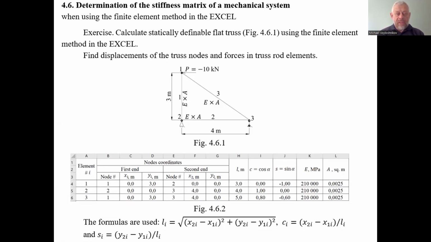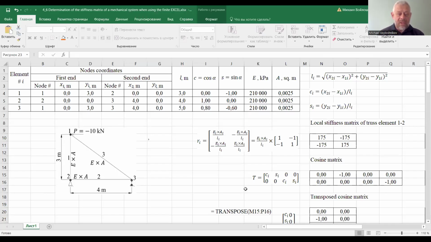So let me go to the Microsoft Excel file. Okay, this is the Microsoft Excel file. First of all, we have to assign in Excel the geometry of the considered truss. First, we have the table of the geometry of the truss. We have 3 lines as we have 3 finite elements. Each rod is a finite element: first, second, and third.